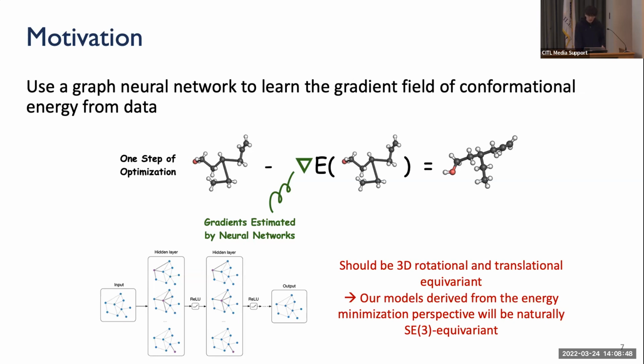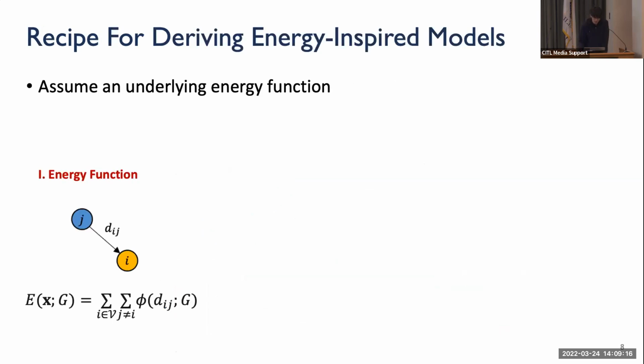However, it needs to be mentioned that the neural network needs to be 3D rotational and translational equivariant. That means no matter how we translate or rotate the initial conformer, our neural network's output should rotate or translate in the same way. And next, we will see our models derived from the energy minimization perspective will be naturally SE3 equivariant.